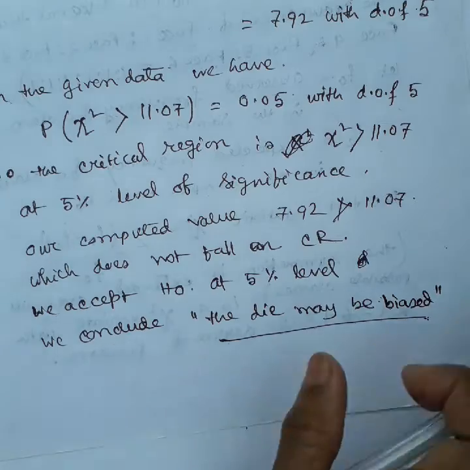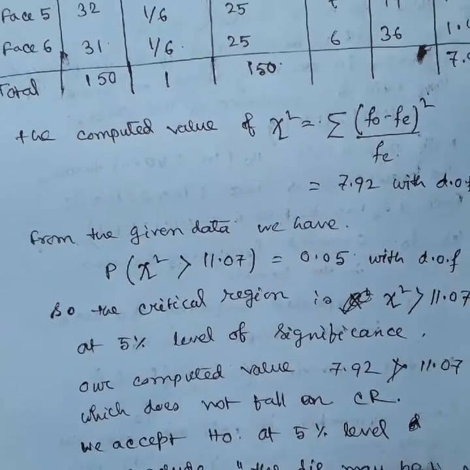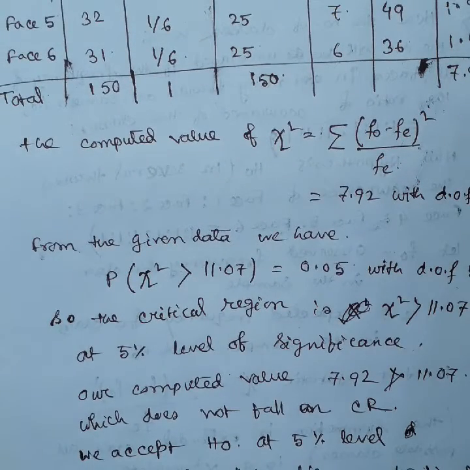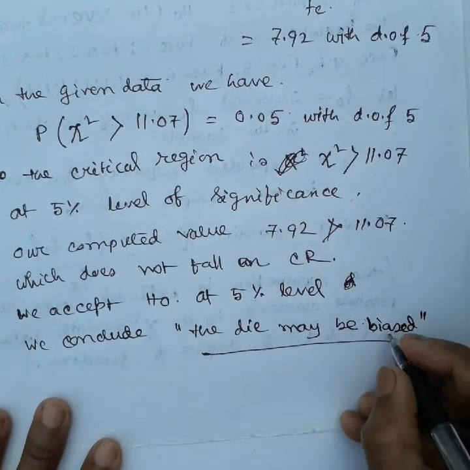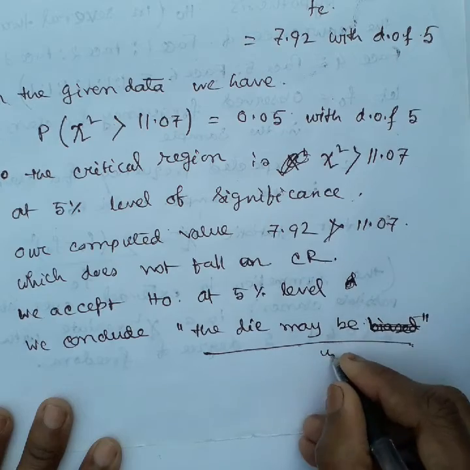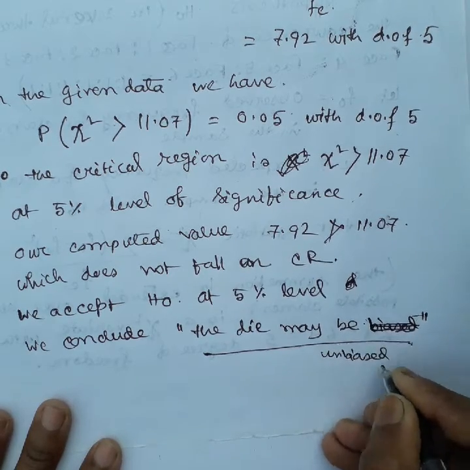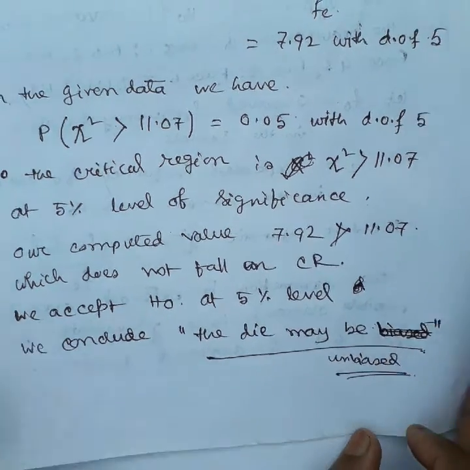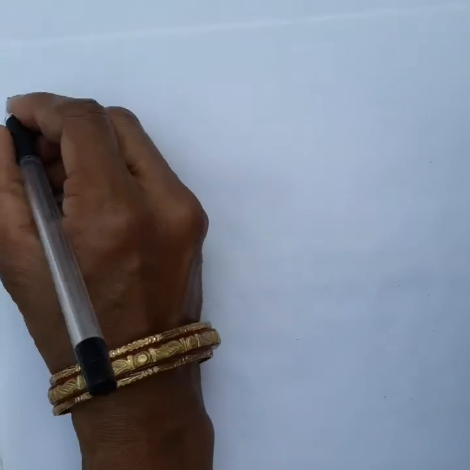Okay, so next example. Sorry, the die here is unbiased. We'll take here H0 is unbiased. Okay, so next example.